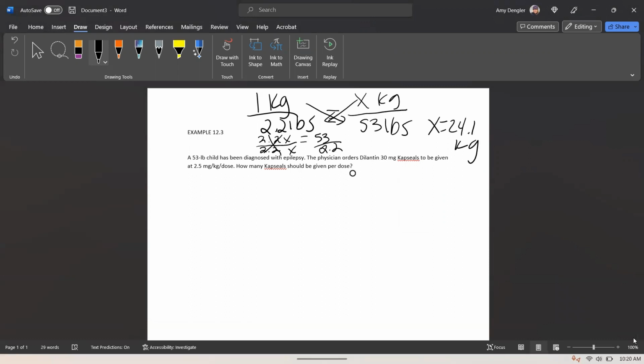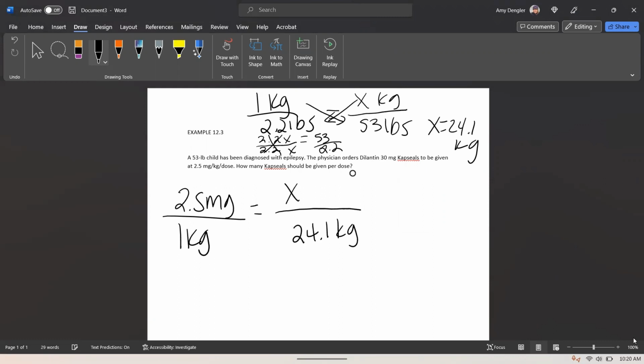All right, and then the doctor wants it dosed at 2.5 milligrams per kilogram. So now we have to find out how much the patient can have based on their weight, which is 24.1 kilograms. How many milligrams can we give them? So we have 1x, which is just x, and then 2.5 times 24.1.